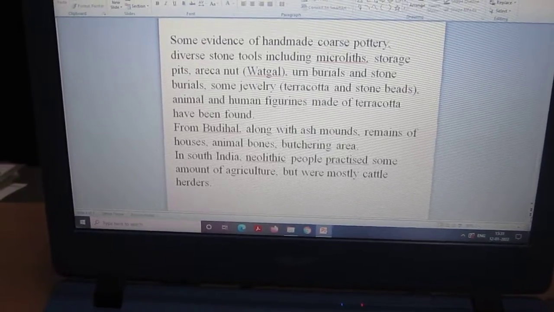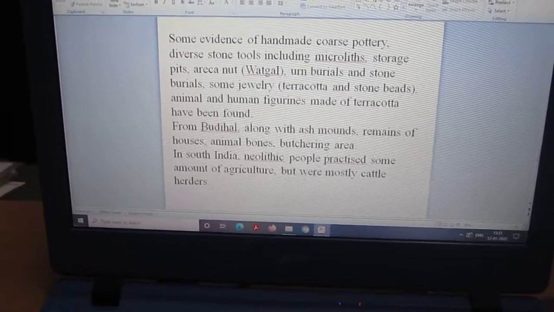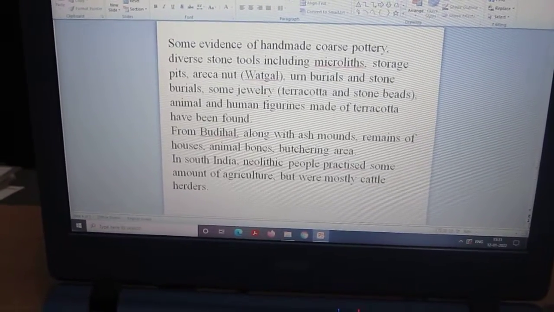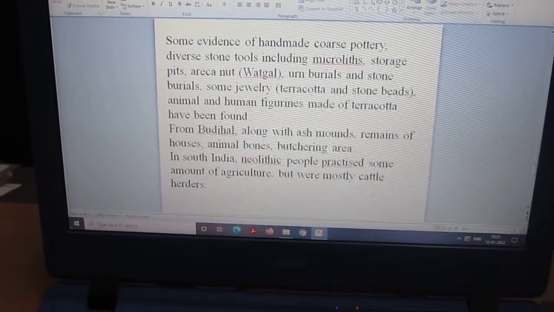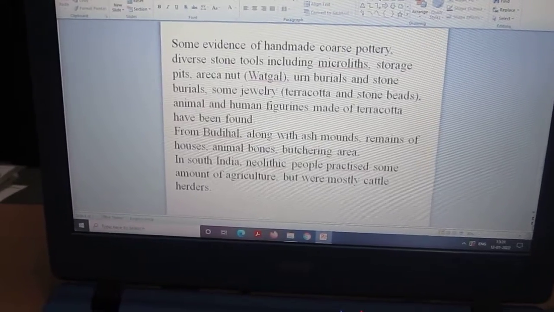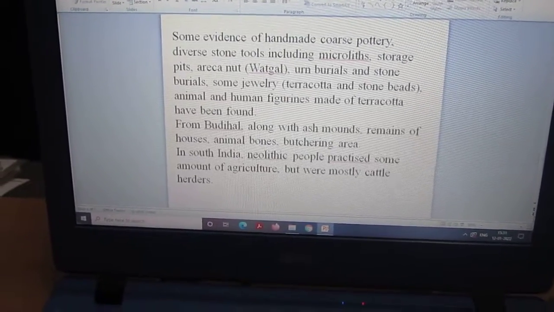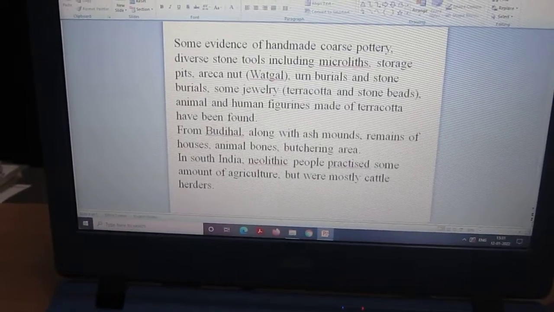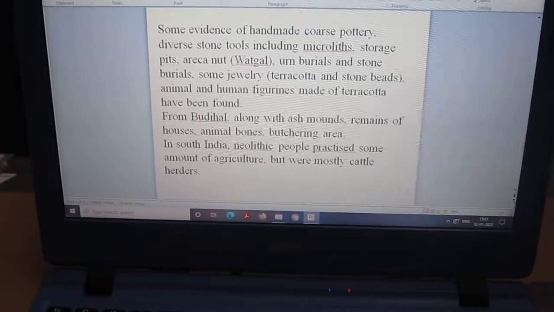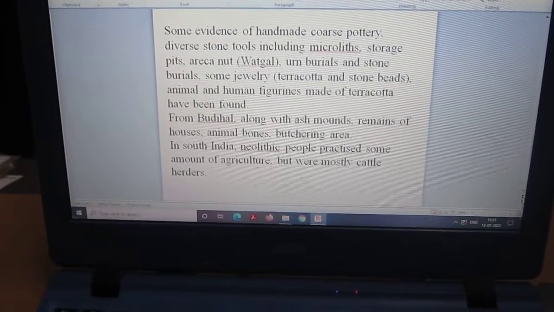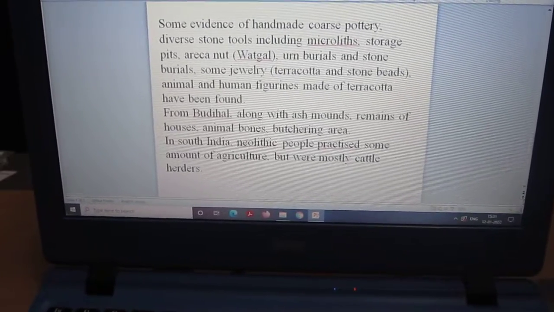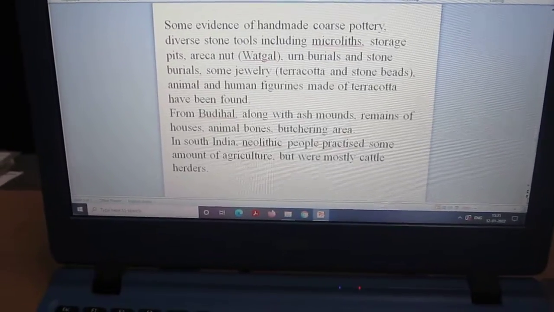From Budihal, which is another site in southern India, we have found some ash mounds, and along with that remains of houses, animal bones and a butchering area. All these different practices indicate that animals were the most important wealth, and domestication of cattle was the most important occupation for people. So basically they used to burn the dung of these cattle as some kind of ritual practice, and they also consumed the animals, which were basically their source of sustenance. They also practiced some amount of agriculture, but mostly they were cattle herders.